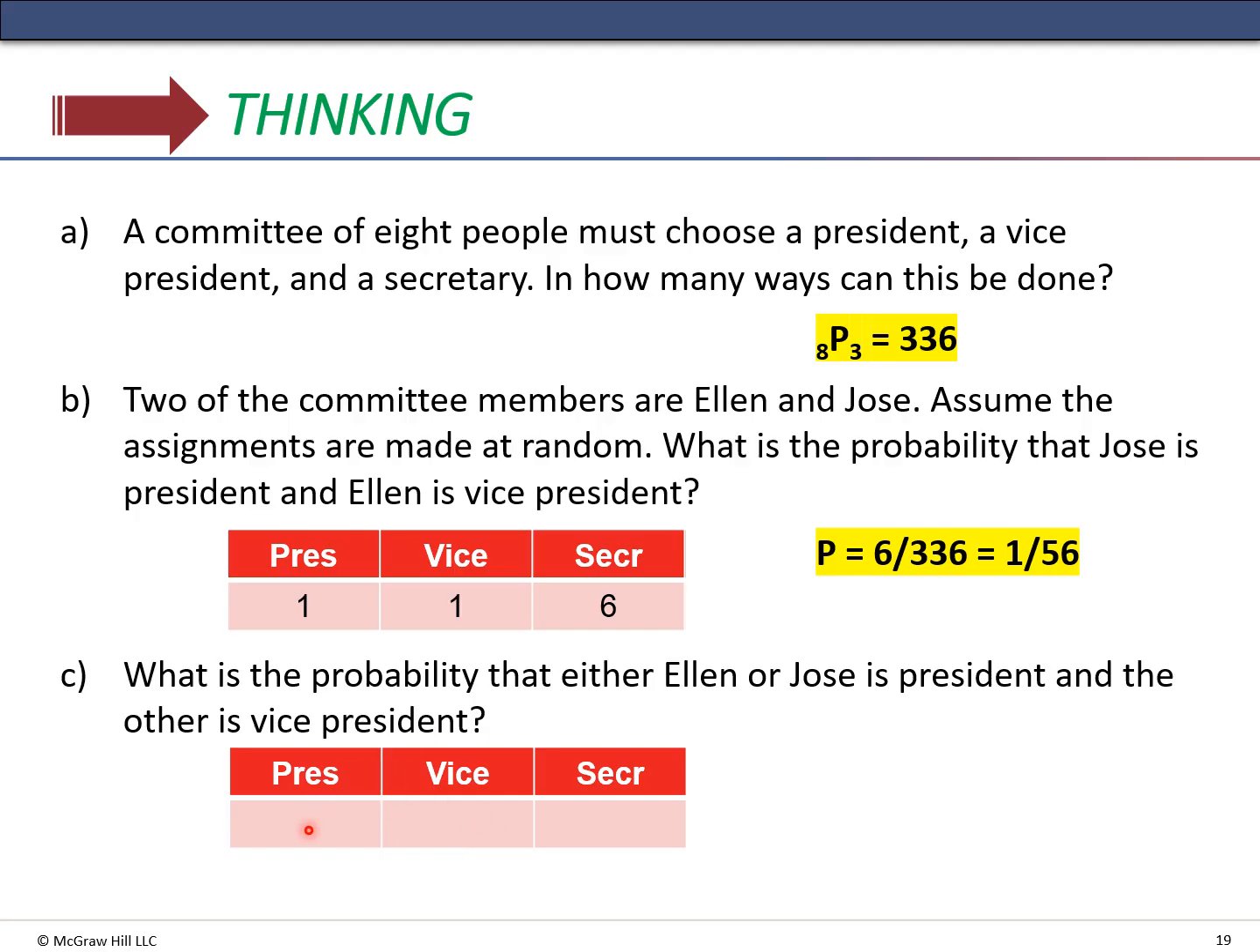So we're not going to put 2 times 2 times 6 here. It's going to be 2 because we have Ellen or Jose for president, and then whoever is left for the vice president. And so here we have a possibility of 12 out of 336, again, our sample space, or 1 out of 28. And so you can see that basically the probability increases, it really doubles, okay?